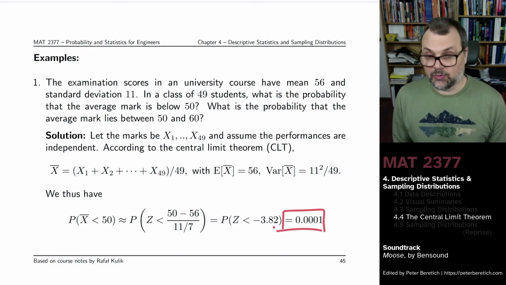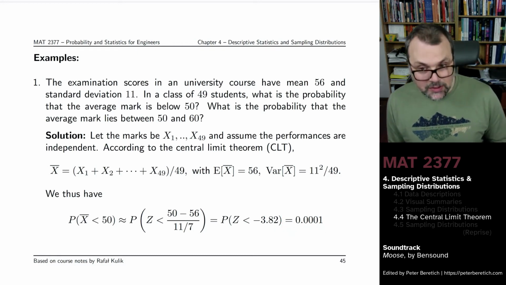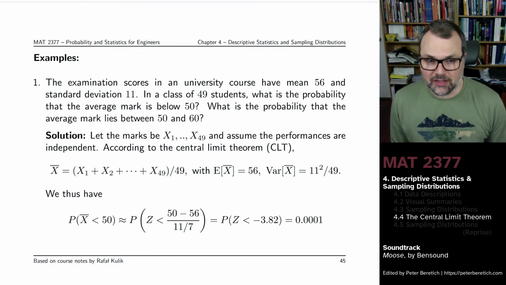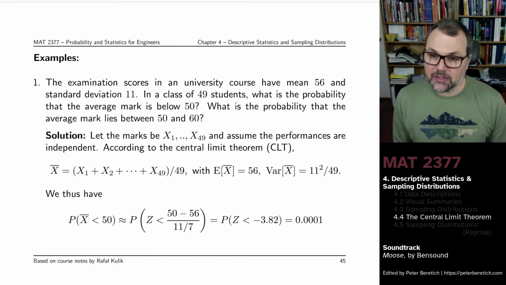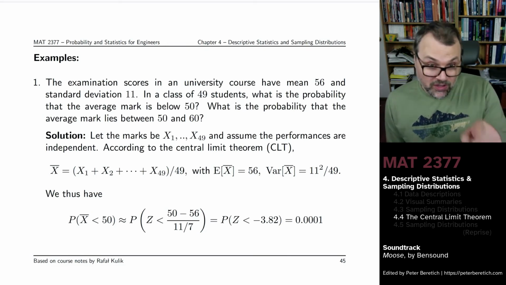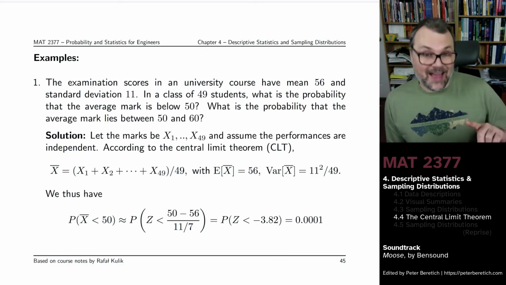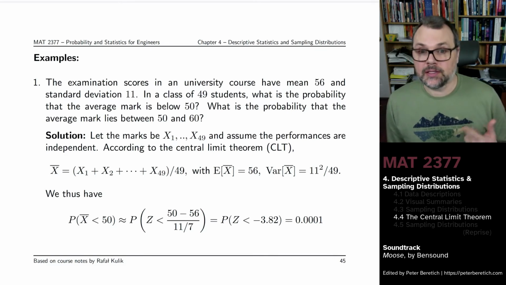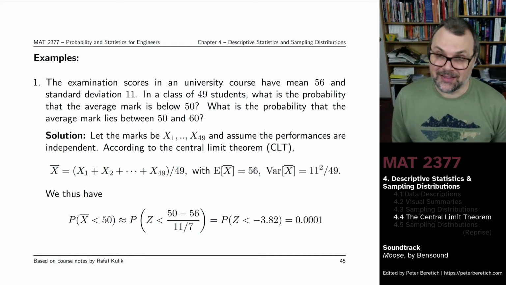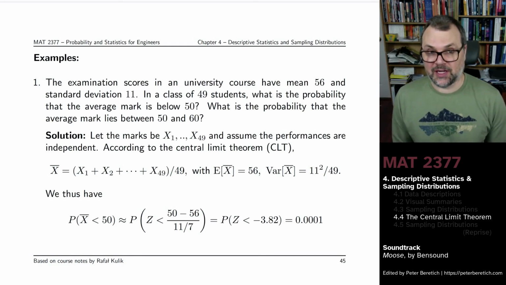1/100th of 1%. You might say that makes no sense, right? Because if the mean is 56 and the standard deviation is 11, there's going to be a bunch of students that get grades below 50. Easily 3 or 4, if not more. You're right, individual grades will fall below 50, but the average of 49 grades is very rarely going to fall below 50, if you know that the underlying grade distribution has mean 56 and standard deviation 11.